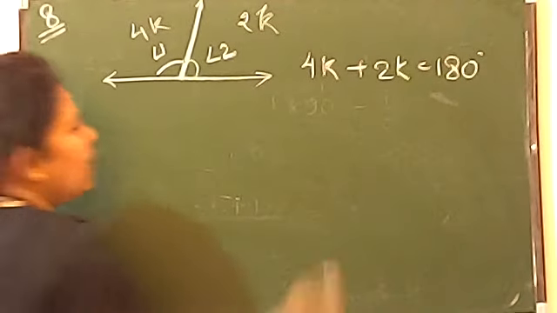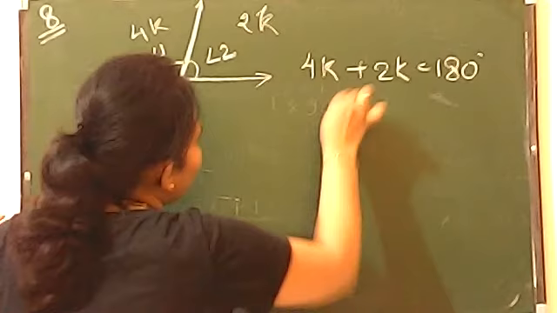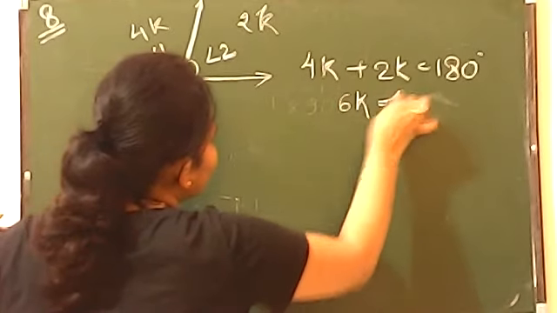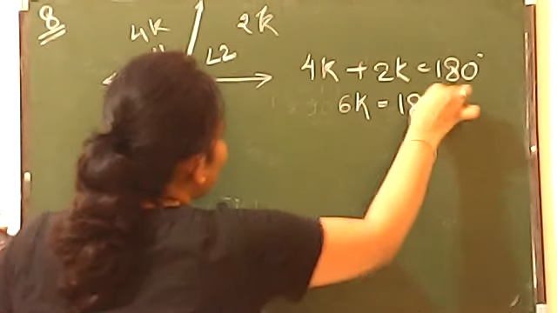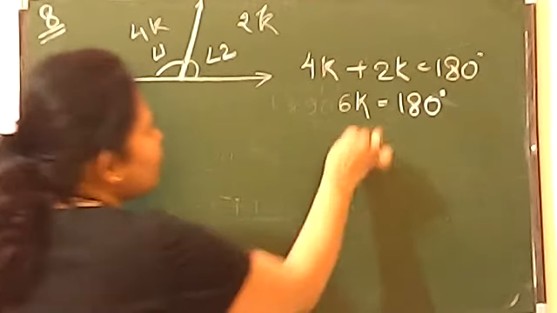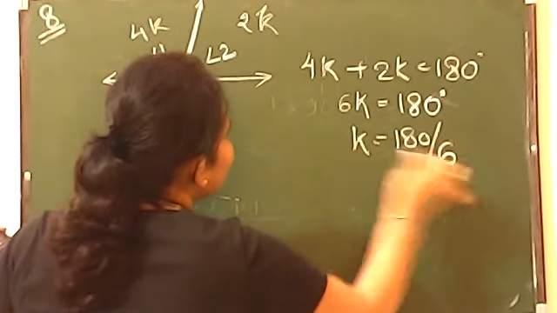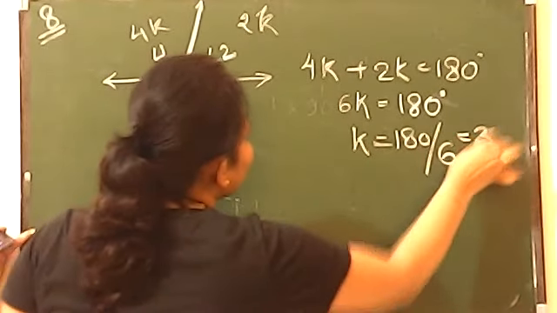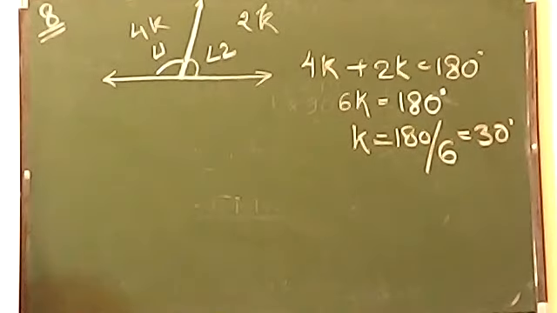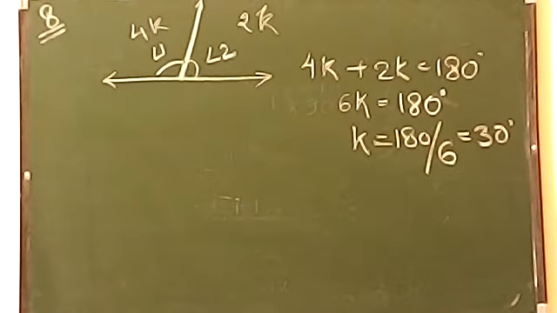Supplementary means 180. So now 4K and 2K, when you add them, you will get 6K. 6K will be equal to 180. So K will be 180 divided by 6, which will give you 30. So now the value of K will be 30 degrees.